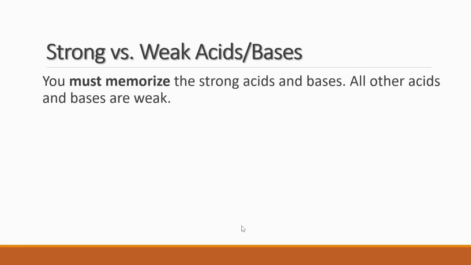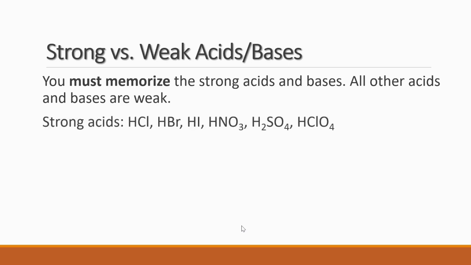Sadly, you have to memorize them. There are 6 strong acids that you'll need to know, and there are 7 strong bases that you'll need to know. And if they aren't on this list, then you can assume that they are weak acids and bases. So the strong acids are HCl, HBr, and HI. Those are the halogens bonded to hydrogen. Notice that fluorine is not in there. HF is a weak acid.